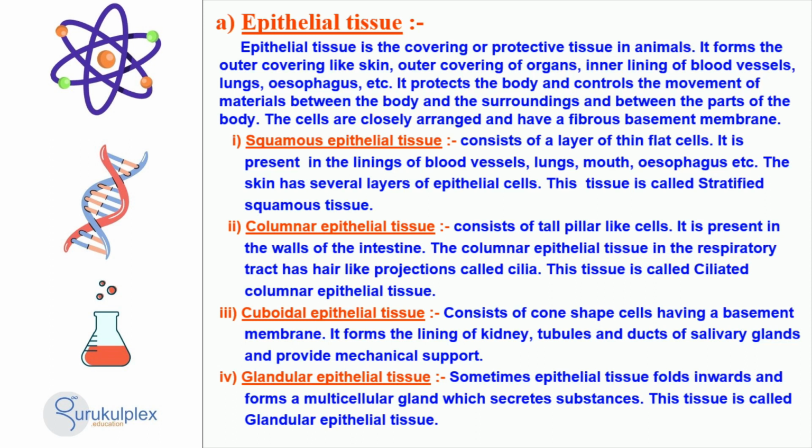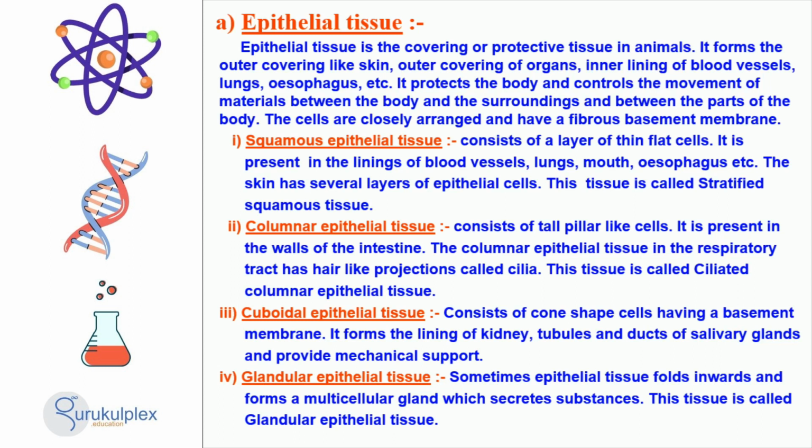Squamous epithelial tissue consists of thin, flat cells and is found in the lining of blood vessels, lungs, mouth and esophagus. The skin consists of several layers of squamous epithelial cells, called stratified squamous. Columnar epithelial tissue consists of tall pillar-like cells that make up the walls of the intestine. The columnar epithelial tissue in the respiratory tract has cilia, or small hair-like projections.